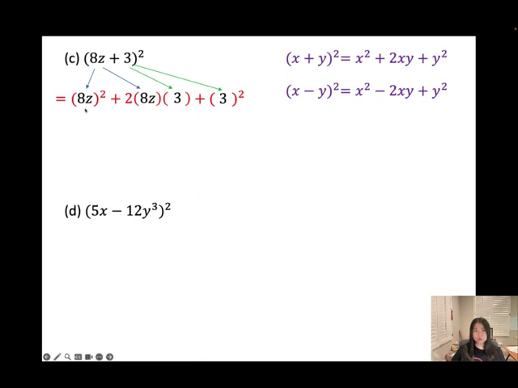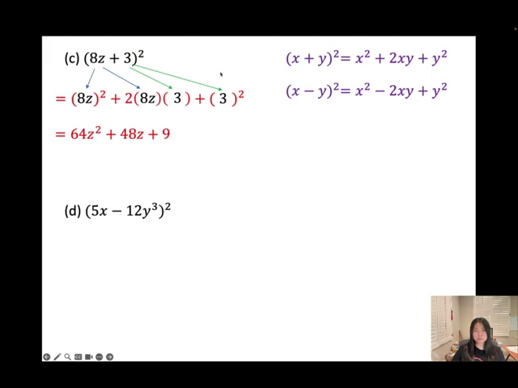Okay, right? And then do it one by one. This is going to be xz times xz, there will be 64z squared. And this guy, 2 times 3, 6, 6 times x, 40xz. And 3 times 3 would be equal to 9. Okay, right? If you remember the formula, you don't have to spend too much time to use the FOIL method.